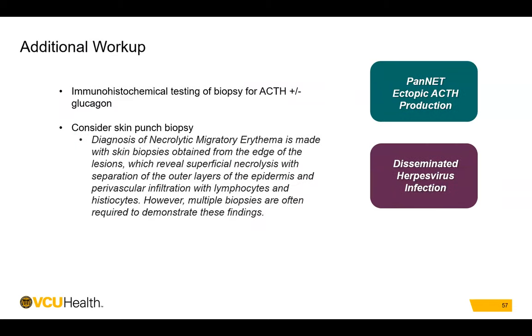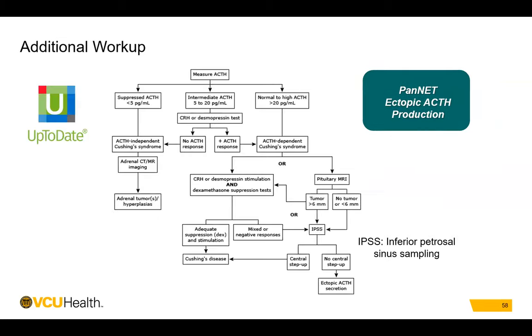So additional workup I'd like to see. I'm hoping our answer comes from our pathology. If we can do some additional testing of our biopsy, hopefully we're able to use a previous biopsy, but again, if we need another sample, we'd really like to test that for ACTH and glucagon. If we did want to do a skin biopsy, which I think we can get our answer from the pathology, there are some characteristic findings of necrolytic migratory erythema, so it could potentially be helpful if we're struggling with a diagnosis.